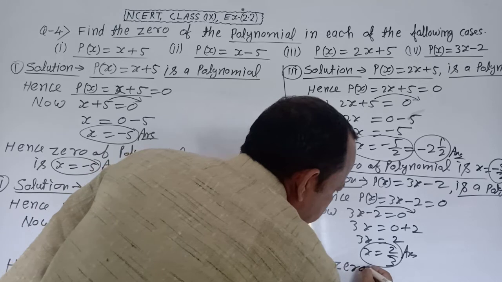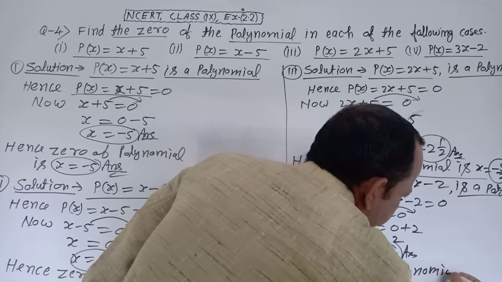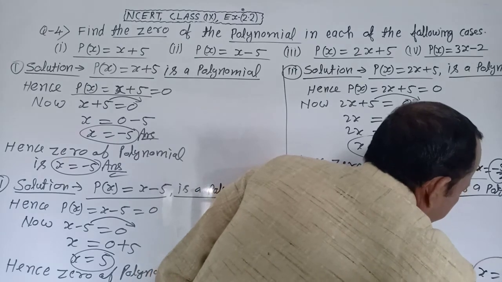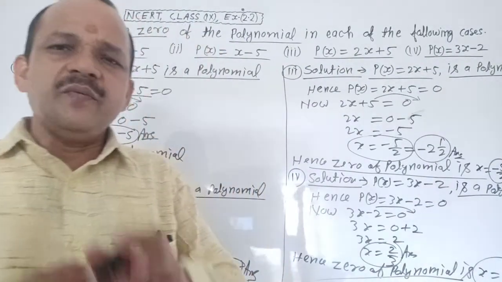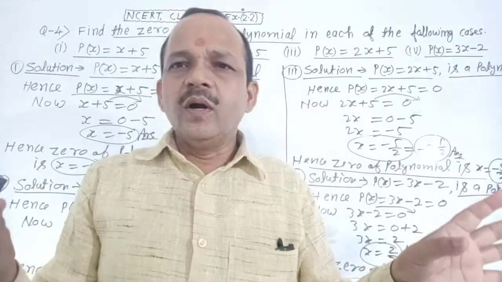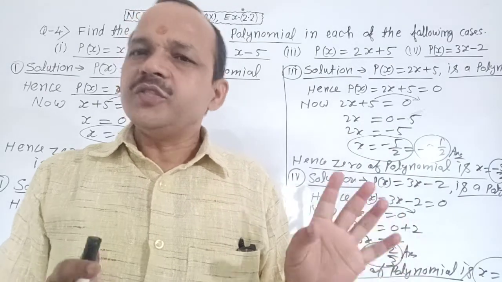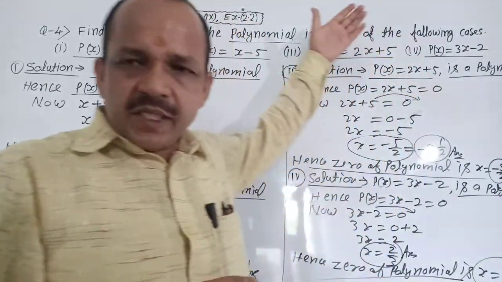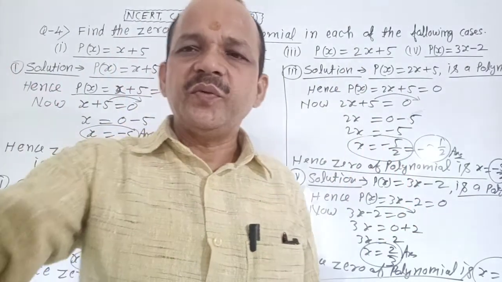Hence, the zero of the polynomial is x equal to 2 by 3. Answer. You find your answer very easily. In this way you can solve any question and you can find the value of any polynomial or any zeros. Clear? No confusion about it? Very good. It is clear? No confusion? Very good. Okay.